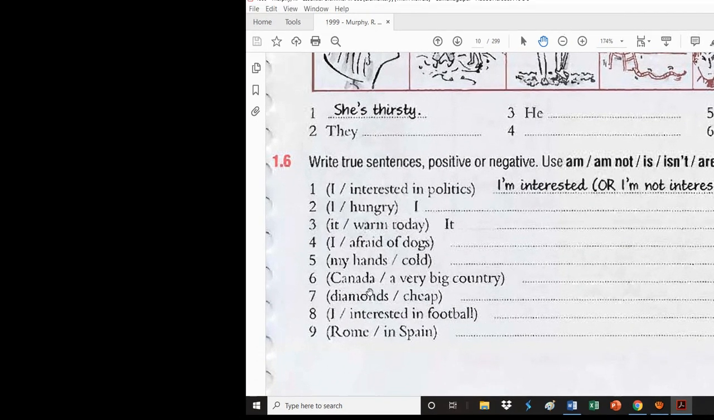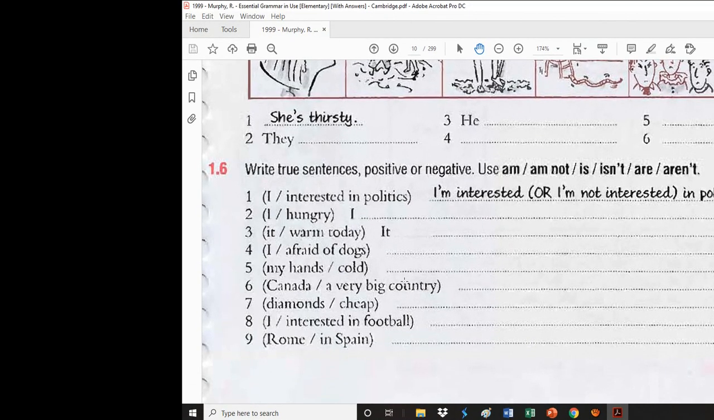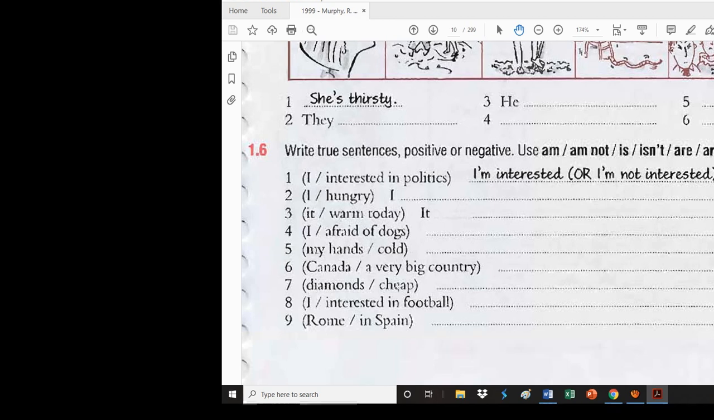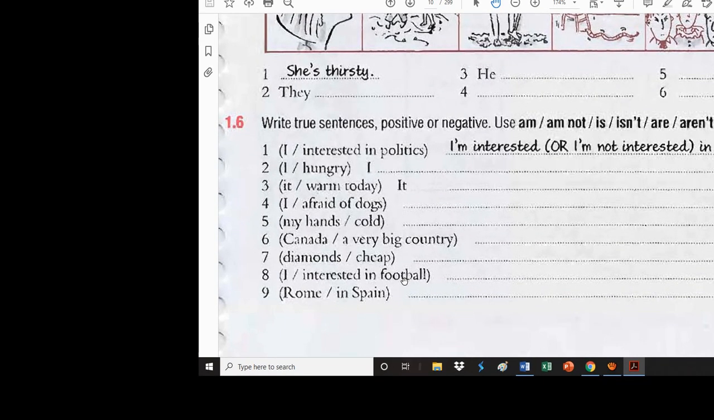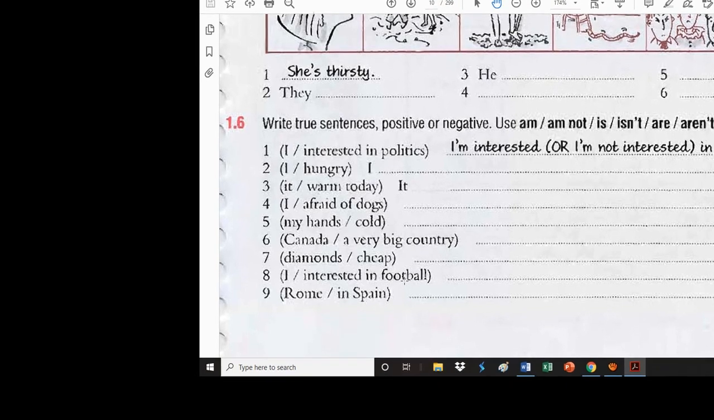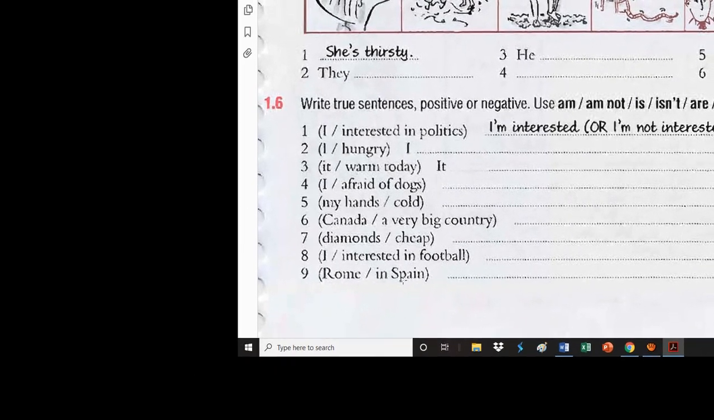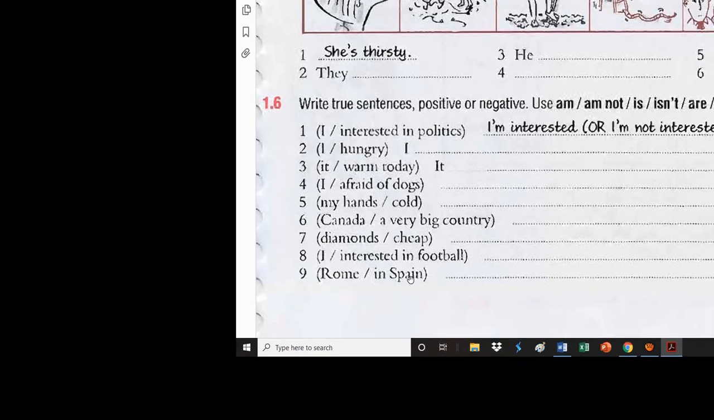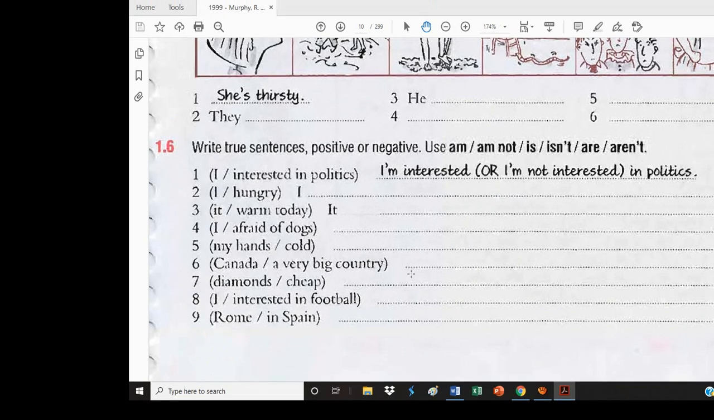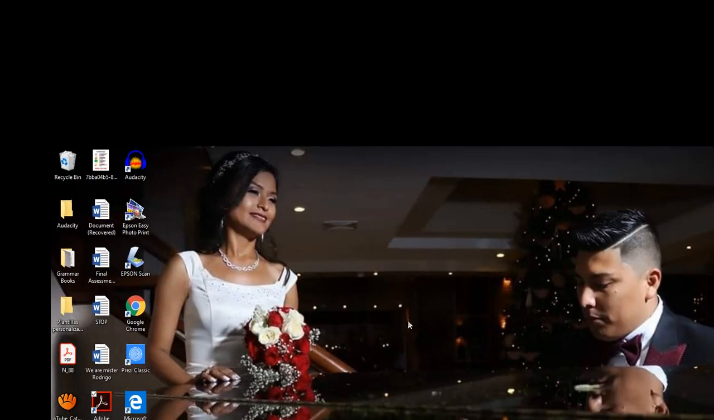Anyway, here we go. "Canada, a very big country." Is Canada a very big country? Yes, it is. Just like the US and bigger. "I interested in football." Well, I am interested in football, but I'm not a fanatic. Yes. "Rome in Spain." I don't think Rome is in Spain. Rome is in Italy.